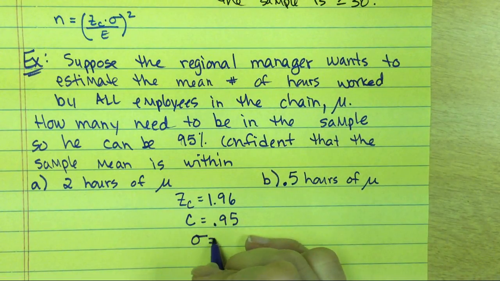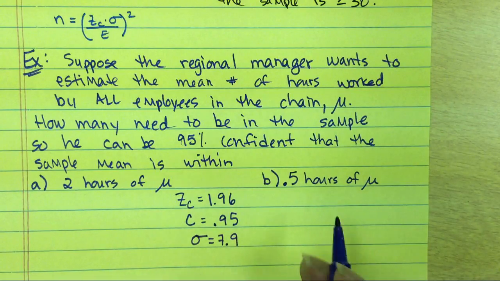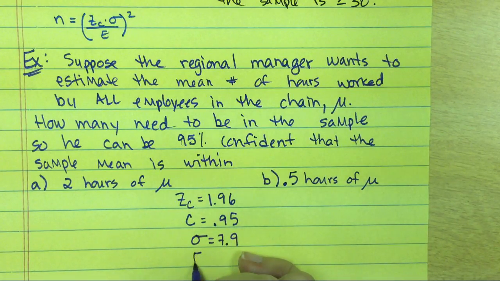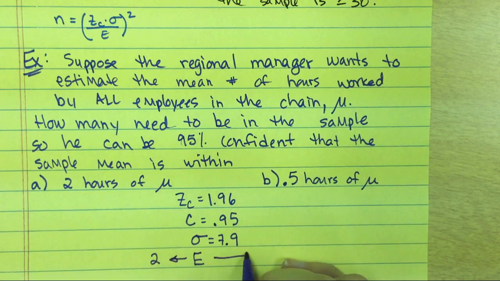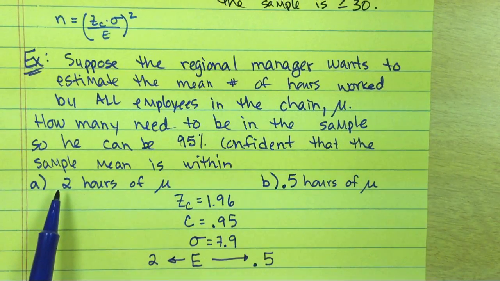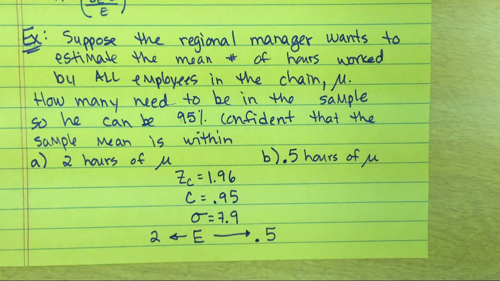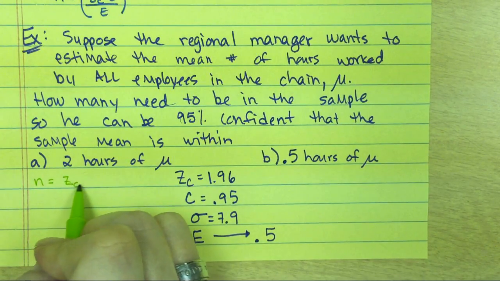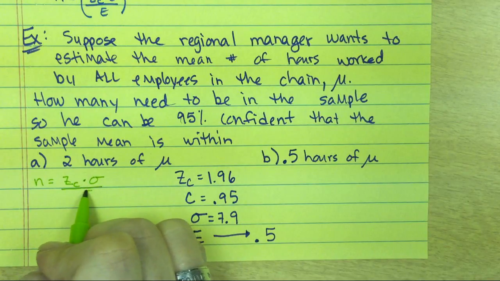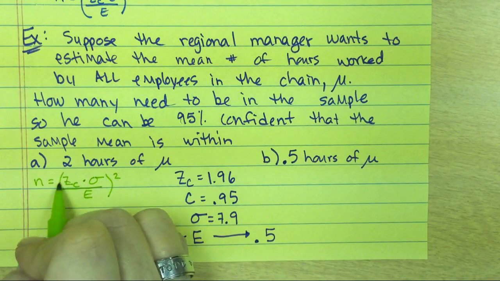Sigma for the problem was 7.9. And we want our margin of error. In this case, margin of error is 2. In this case, margin of error is 0.5. That's how much I'm allowed to be off. I'm allowed to be within 2 hours here, and on this one, within 0.5. So we're going to use our handy-dandy formula that n is z sub c times sigma divided by e, squared.